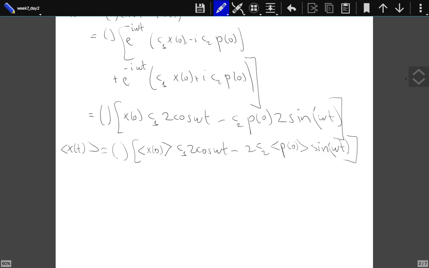So this will be the solution of the position operator, position as a function of time. Classically speaking. Instead of the expectation values, just put in the corresponding classical numbers.